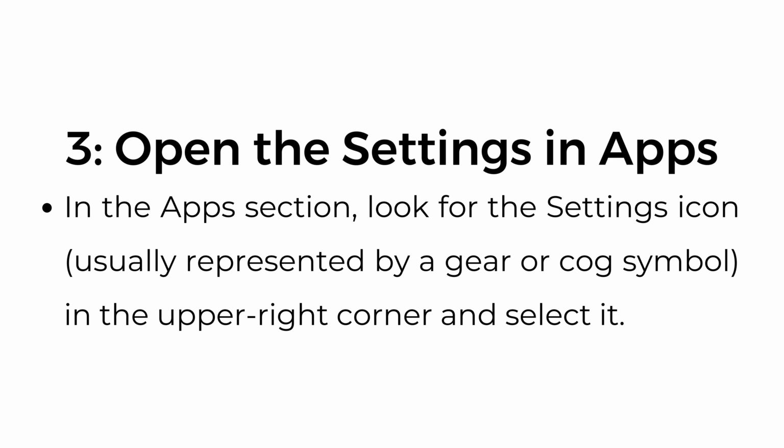Step number 3. Open the Settings in Apps. In the Apps section, look for the Settings icon, usually represented by a gear or cog symbol, in the upper right corner and select it.